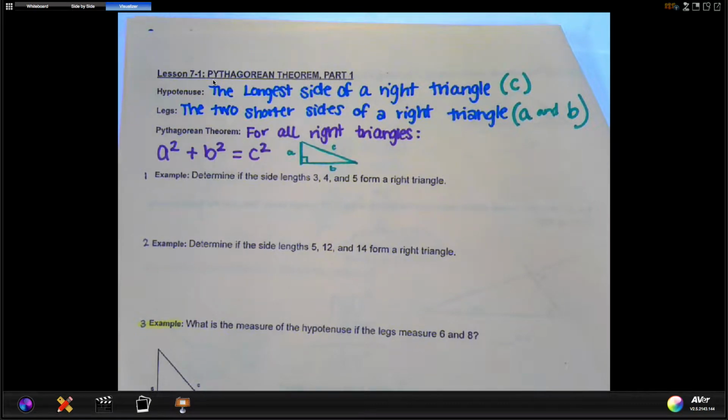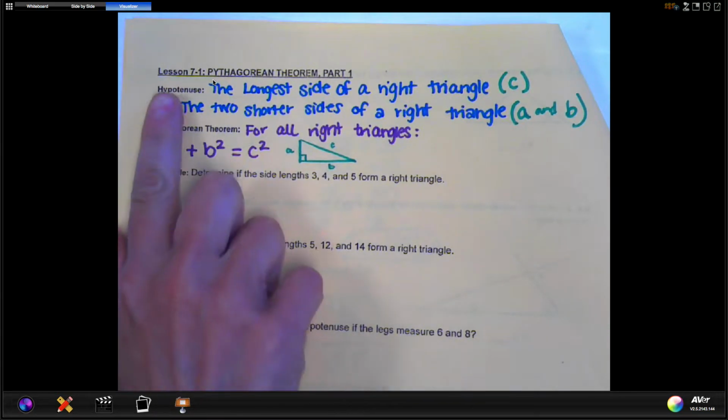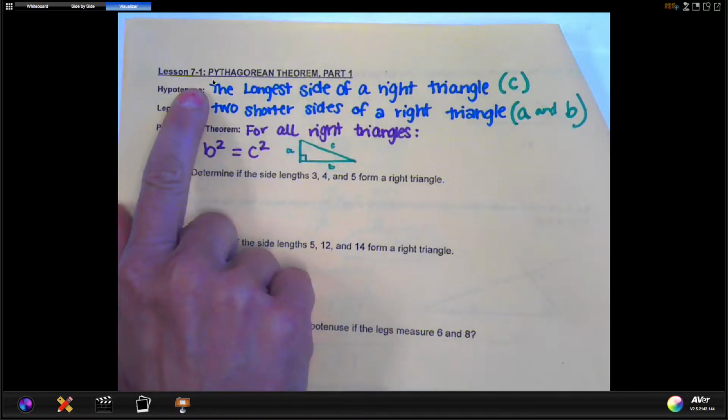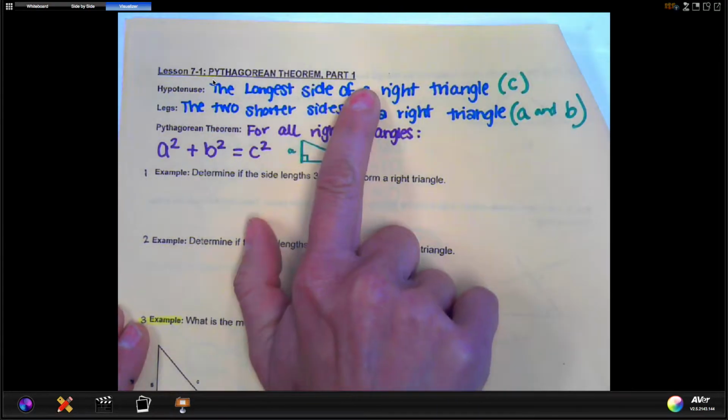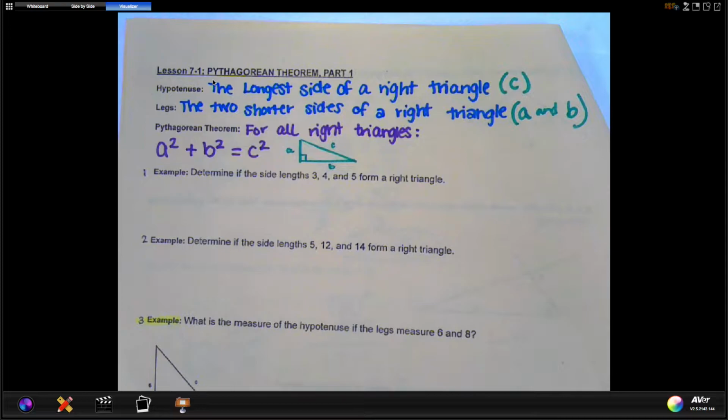If you have my class, we are almost to the end of the packet here. So find the page that says Lesson 7-1, Pythagorean Theorem, Part 1. And you're going to want to start by putting in our vocabulary. We are going to skip around a little bit today, so pay attention. Vocab to begin this. The first word is hypotenuse.